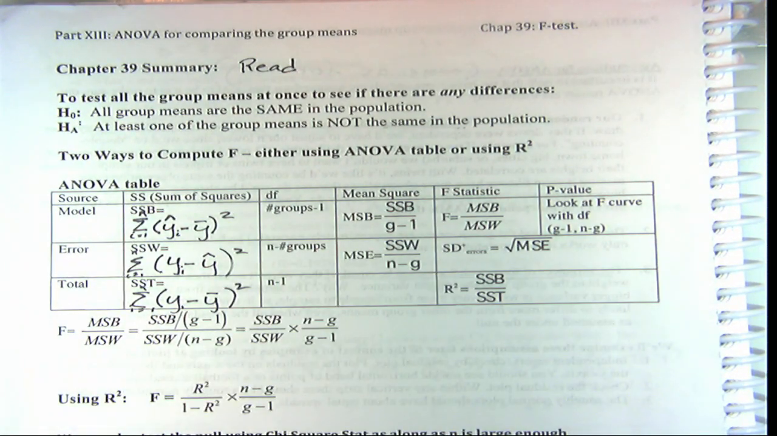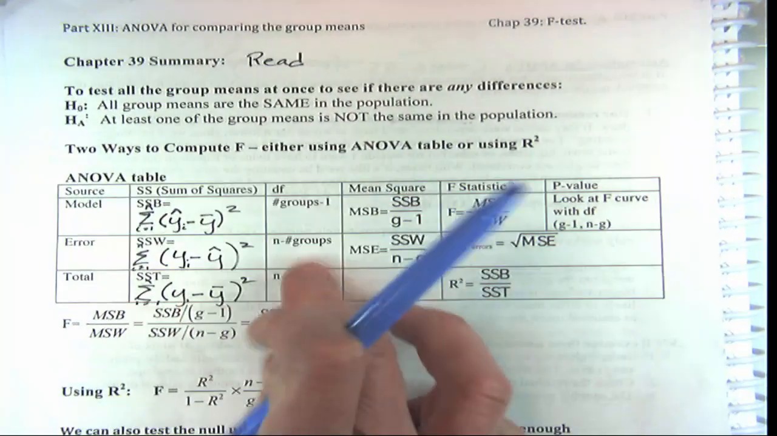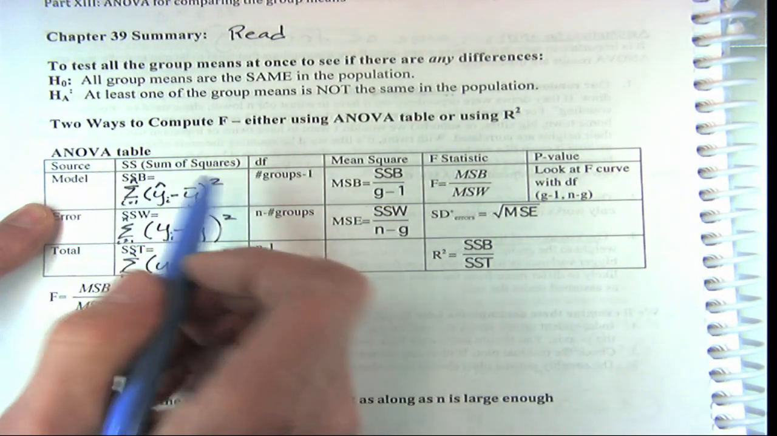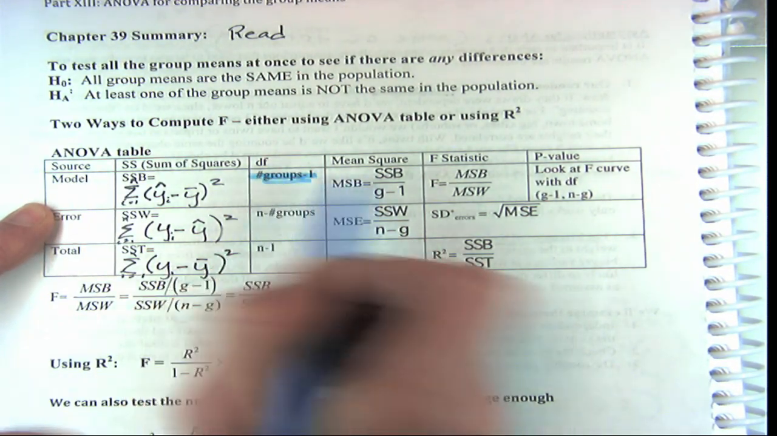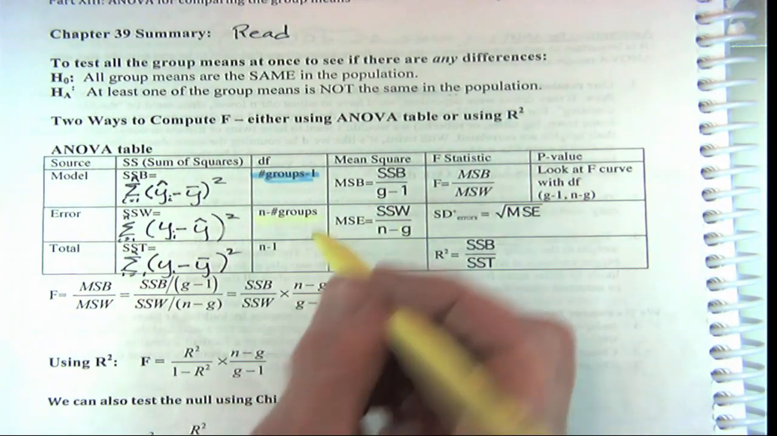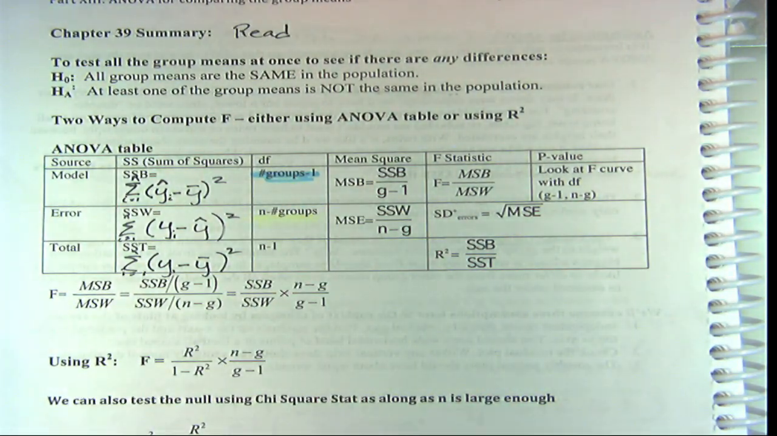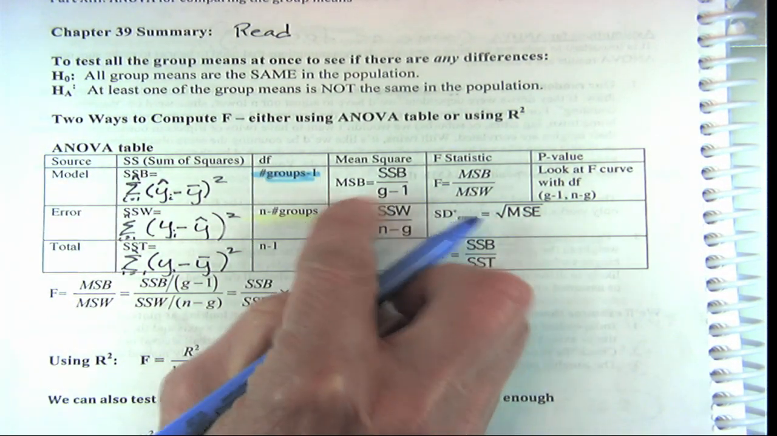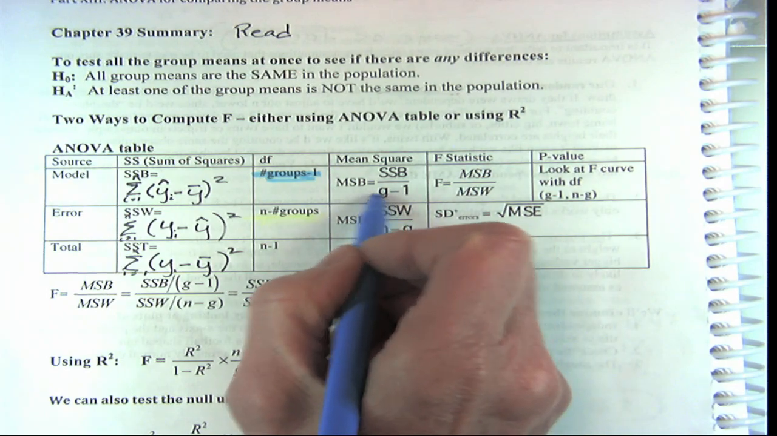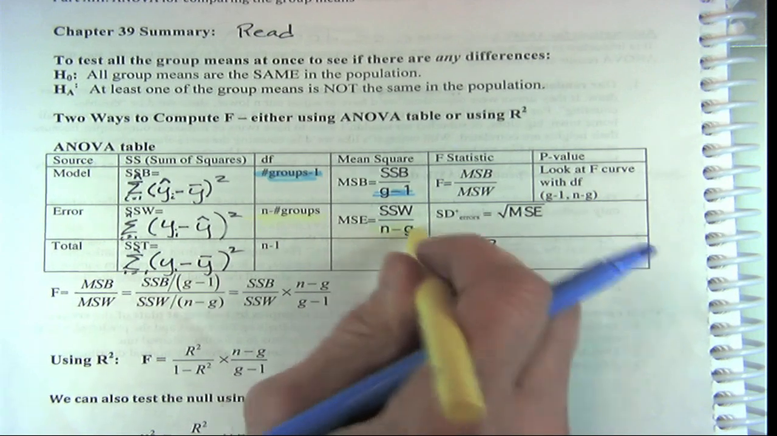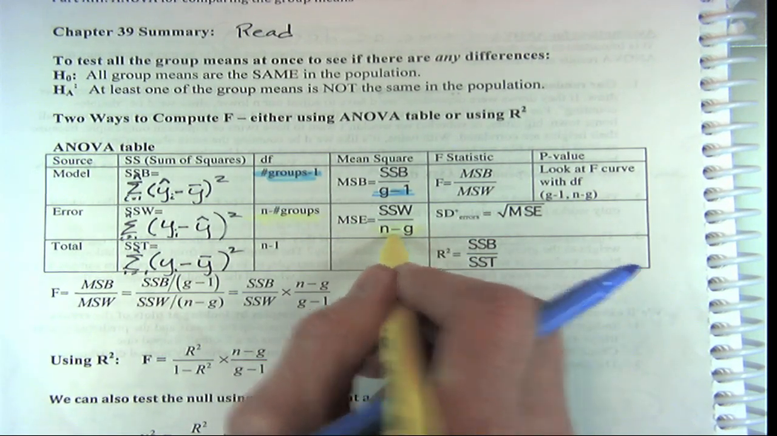Now people have been asking me a lot about which degrees of freedom go with which. Okay, so here's your model. Let's make the model blue. This is your degrees of freedom from the model, and here's for your error. You see how these degrees of freedom are how many groups in your model, how many parameters in your model. And these degrees of freedom are how many points go into your error estimate.